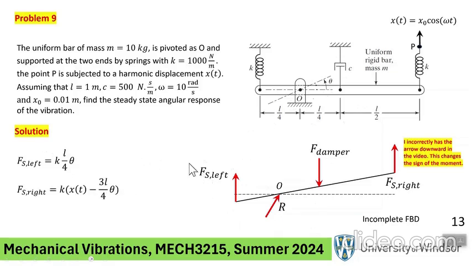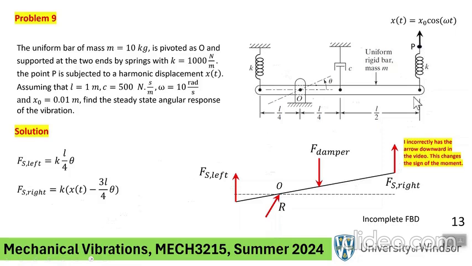Now, later on, we have to do the moment, of course. For the spring on the right hand side, let's see how the spring on the right hand side stretches. Notice that the difference between the spring on the right side and the left side is that on the left side, one of them was ground, didn't move. But here, this point P is also moving. So when it comes to calculating the force in the spring, we have to take the difference of these two displacements. In other words, x of t minus 3L over 4 times theta.